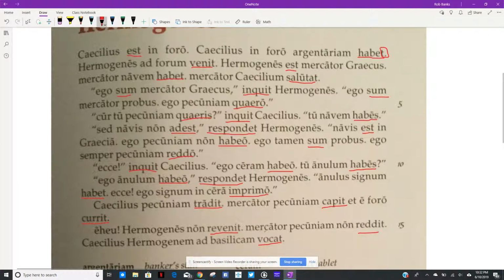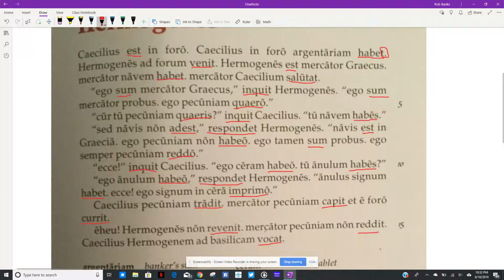"Ecce," inquit Caecilius. Look, said Caecilius. "Ego ceram habeo." I have. Okay, cera could be wax or a wax tablet. Wax tablet's the idea here. That's what he means by I have a wax. I have a wax tablet. So ceram, of course, is first declension. In what case? It's accusative, right? Am is accusative. That means it's receiving the action. It's the thing that's being had here. So I have a wax tablet.